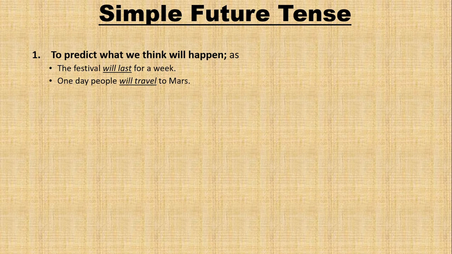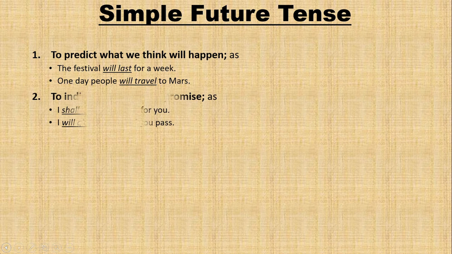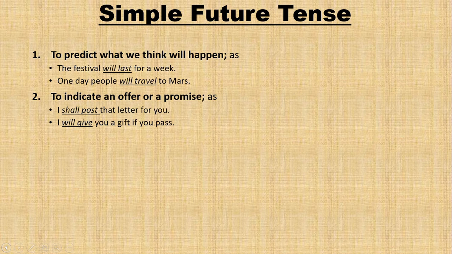The first subtopic is to predict what we think will happen. Alright, to predict about the future, as to what you think might happen. Like, the festival will last for a week. You just predict. You're not sure that yeah, it will last for a week or not. One day people will travel to Mars. You predict this but you're not sure. Right? That is why it comes in the simple future tense.